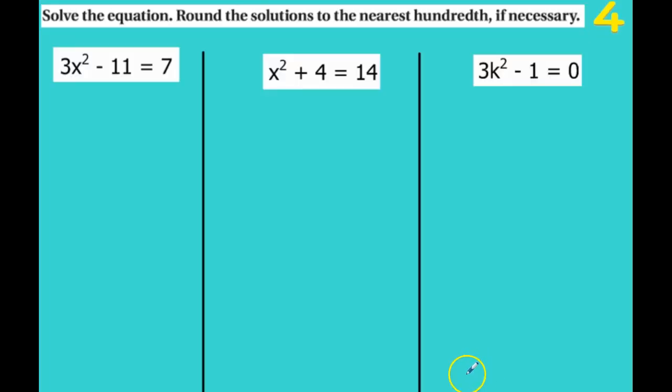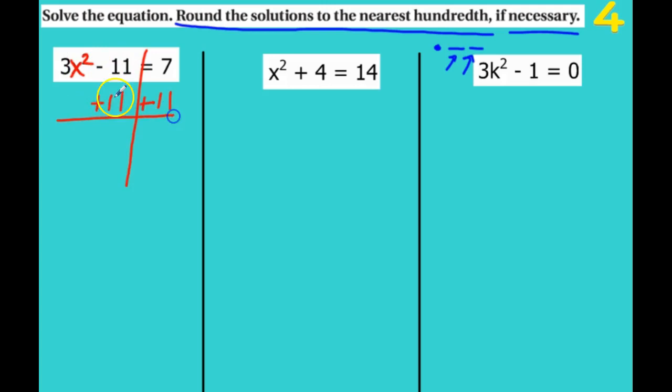Alright, this one is the same, however, they're not going to be the nicest answers. It says round your solution to the nearest hundredth if necessary. Hundredth, remember, is 2 spots after the decimal. This would be tenth and then the hundredth. So let's go ahead and get x squared all by itself. Get rid of addition and subtraction first. You guys should be really good at solving equations by now. We've been doing this all year.